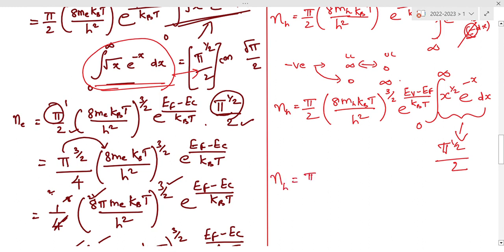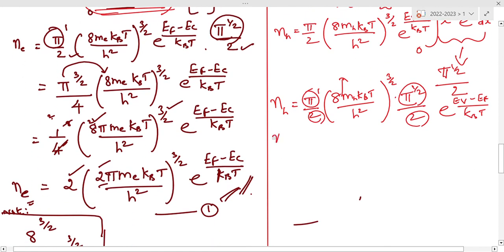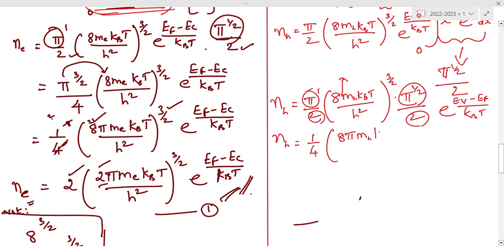Therefore nH is equal to pi by 2 into (8 pi mH kBT by h square) the whole power 3 by 2. Here we have pi power half by 2, e power (Ev minus Ef) by kBT. Then again we take pi power 1 and pi power half as pi power 3 by 2 here, and 2 and 2 as 1 by 4. Then we have nH is equal to 1 by 4 into (8 pi mH kBT by h square) the whole power 3 by 2, e power, that is exponential of (Ev minus Ef) by kBT. This kBT is common to both Ev minus Ef.